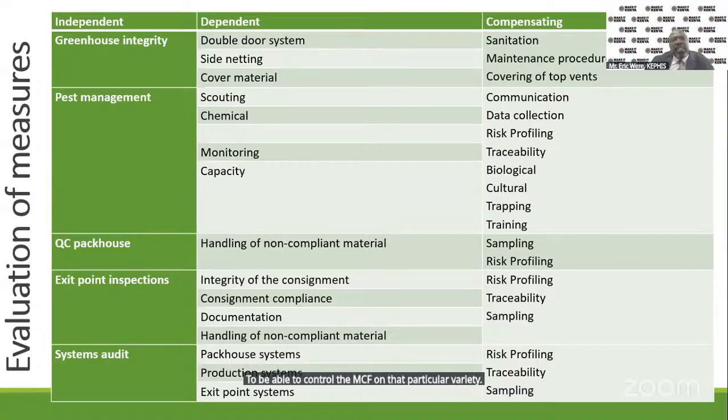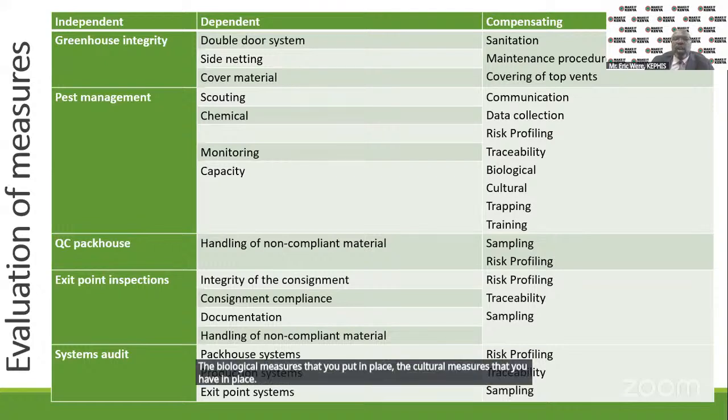Traceability. Am I able to know where this particular flower is coming from? Am I able to know which variety, and which bed in that particular greenhouse, I find this variety? The biological measures that we put in place, the cultural measures that we have in place, those trapping, and of course now training.